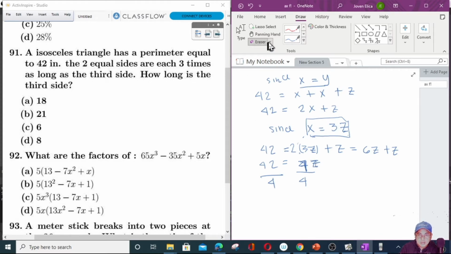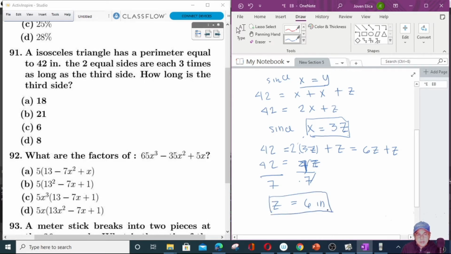And in that, divide both sides by 7. 7 will cancel out, so the value of z is equal to 42 divided by 7, it's 6 inches. Letter C. The answer is letter C. Right?